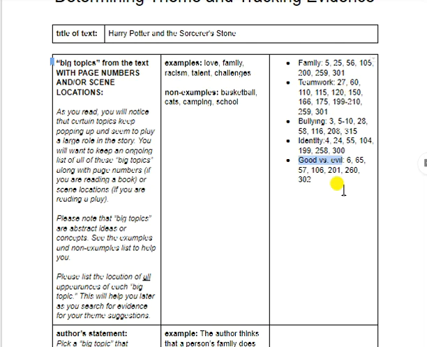So after I got all of those big topics, those abstract ideas down, as I read, this is where this part comes in. I listed locations, okay, of everywhere that I saw those topics mentioned. So as I read, here's what I did. I just had a little piece of paper that I used as a bookmark, and I had these words written down on it. And as I was reading, whenever these things came up, family, teamwork, bullying, I would just jot down next to that word the page number where that came up, okay?